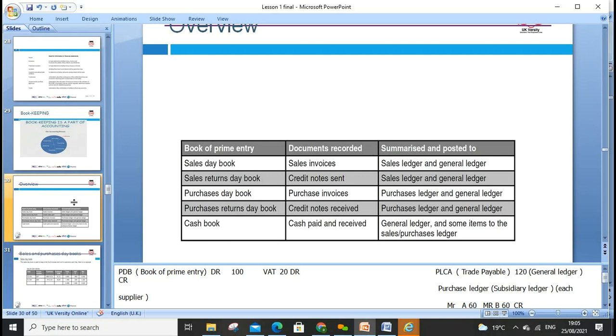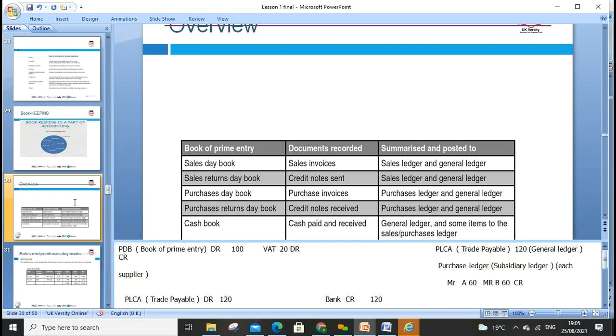We can summarize it. So in the purchase day book, we debit because the goods are coming in, and the VAT at 20% we also debit. If we have not paid it, we credit the trade payable, as we have to pay in the future. So that's £120 on the debit side and £120 on the credit side. That's my double entry bookkeeping.